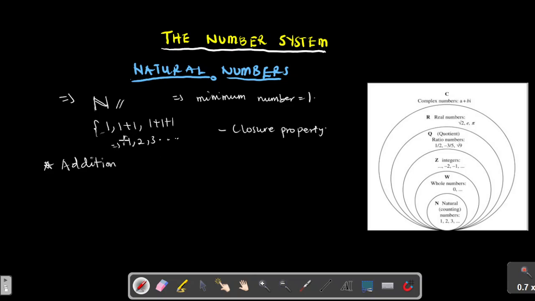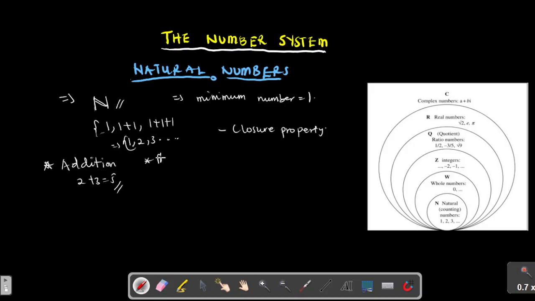As you know, natural numbers start from 1, 2, 3, 4 to infinity. If I perform addition of any two of these natural numbers, say 2 plus 3, I'm supposed to get 5, and 5 is a natural number. Hence, we say that addition is closed under natural numbers, right? So one of the operations we can use in natural numbers is addition.